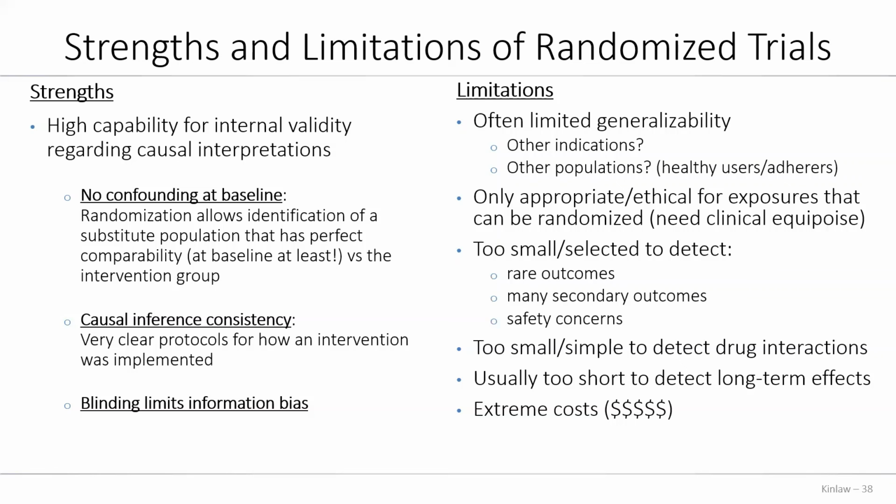Randomized trials are often too short to detect long-term effects. There are some notable exceptions to this, but normally trials do not last more than 2 to 5 years at the most. And why are trials often too short to detect long-term effects?